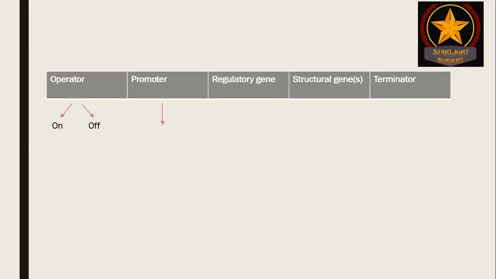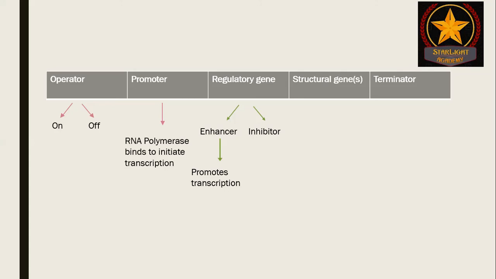Promoter, on the other hand, is a region to which RNA polymerase binds and initiates transcription. Now, regulatory gene can either be an enhancer or an inhibitor. An enhancer is the regulatory gene which on transcription and translation results in the production of a protein which goes and interacts with the operator region, switching it on. And if the operator is on, operon is on, resulting in the transcription of the structural genes.